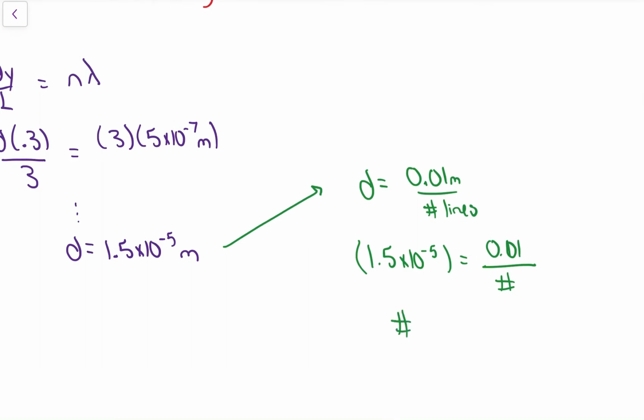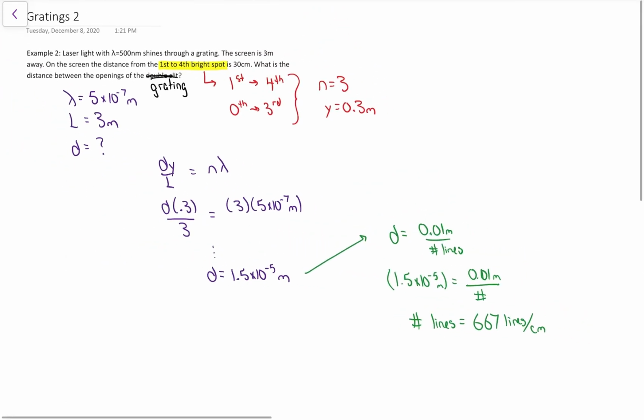If we do the math on that, it's not a clean number. We get that the number of lines is equal to 667 lines per centimeter. Since I subbed in 0.01, that's why it's lines per centimeter. How many lines are in 0.01 of a meter? I had to convert the 0.01 to meters to cancel out the meters in the 1.5 number.